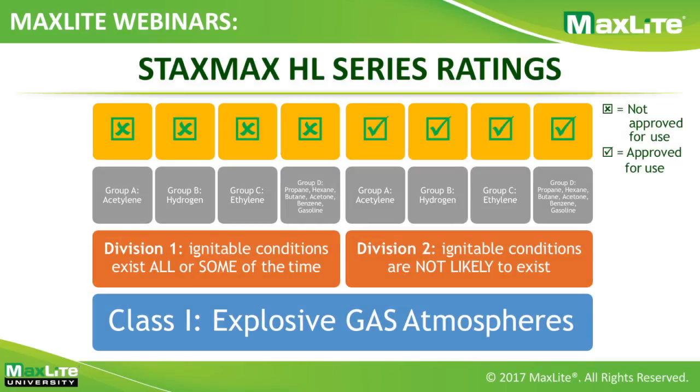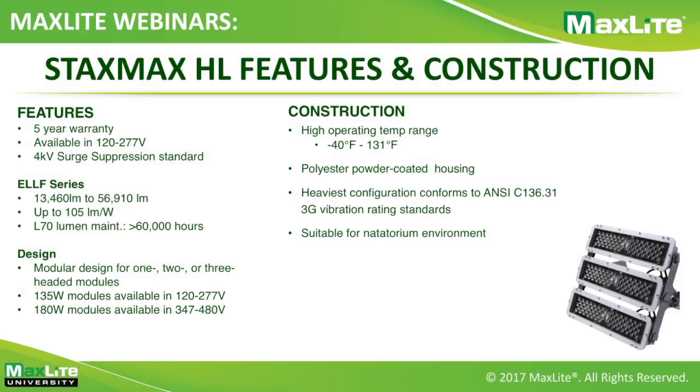Like I said before, the STAXMAX HL series, if you take a look here, is rated for Class 1 Division 2, groups A, B, C, and D. The STAXMAX HL series comes available with a 5-year warranty. It's available with 120 to 277 volts. High voltage 347 to 480 volts is also available in the 180 watt modules. It comes standard with 4 kilovolt surge suppression. You can take a look at more details.